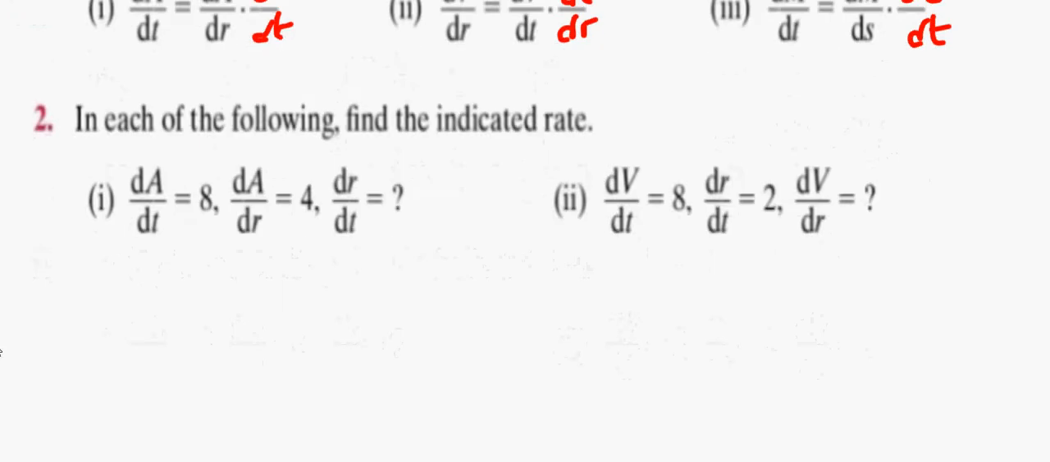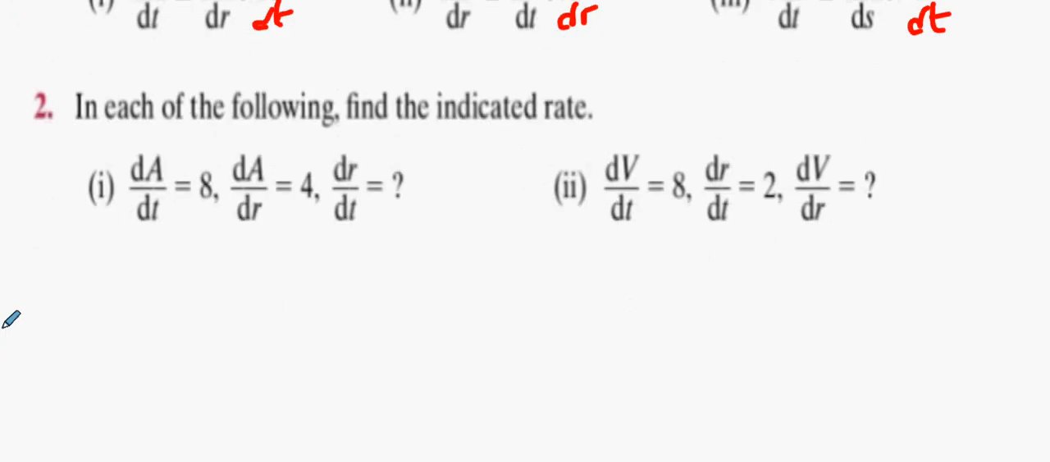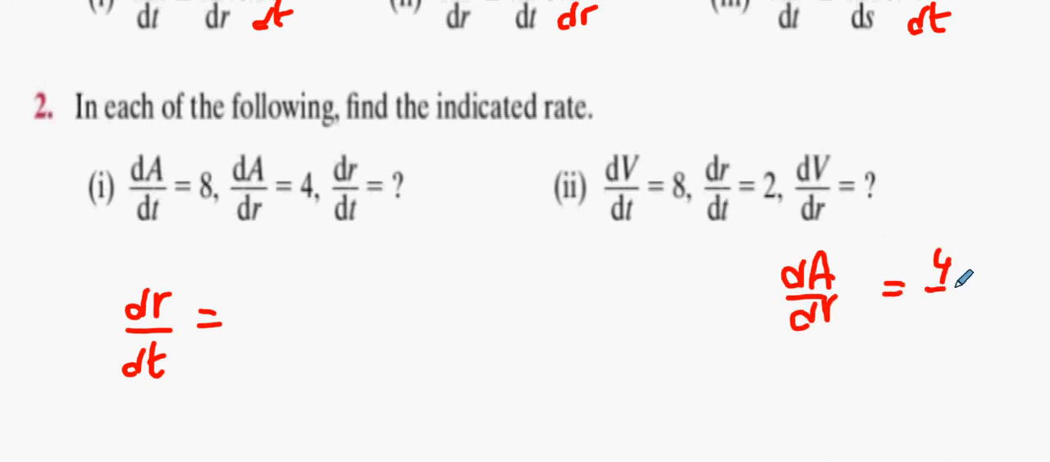In each of the following, find the indicated rate. No bother. We're looking for dr/dt, aren't we? That makes sense? Now, here's a trick you're allowed to do. If I say dA/dr is 4, or 4 over 1, turn both sides upside down, and what can I say then? dr/dA equals a quarter. Is that alright? So what can I do here?